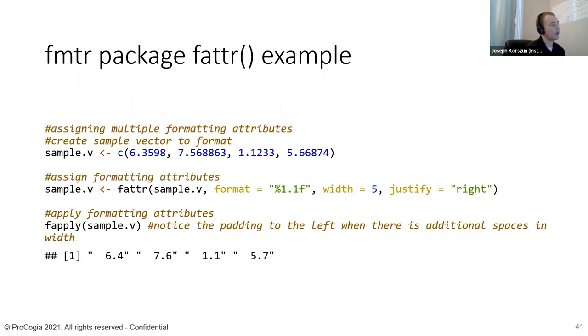When we call that fapply function on our sample vector, we see that there's a lot of padding to the left when there are additional spaces within our width. That comes from all these attributes that we defined with the F attribute function. You can see we have five spaces here, and all the variables are shifted over to the right on their output.